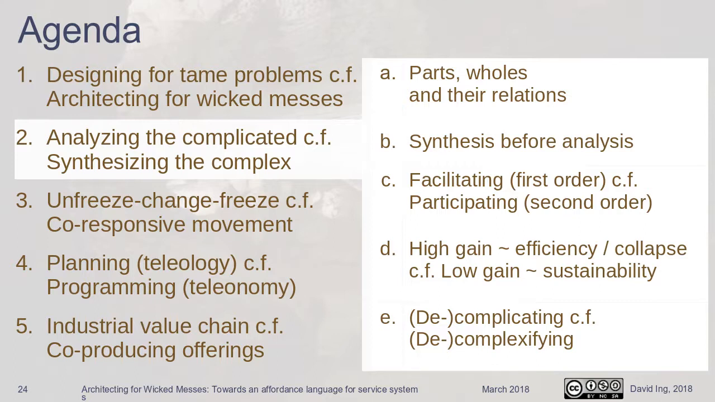Now, this actually came up while I was teaching the University of Toronto class, because that was a methods class, and one of the things we kept stumbling on was that some methods are participative and others are not. Then, in designing a system, we'll talk about high gain, which creates efficiency, or may create collapse, or a low gain system, which is related to sustainability. And with that, we'll get to complicating or complexifying, or decomplicating and decomplexifying.